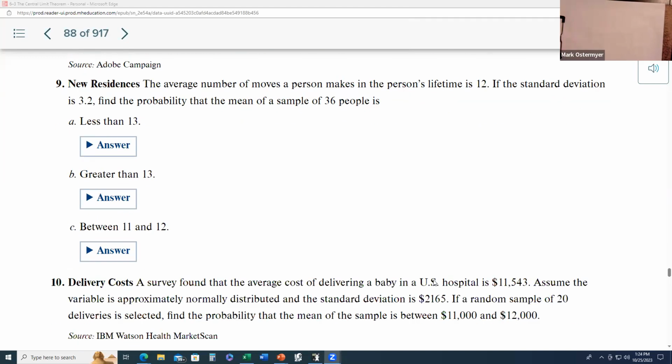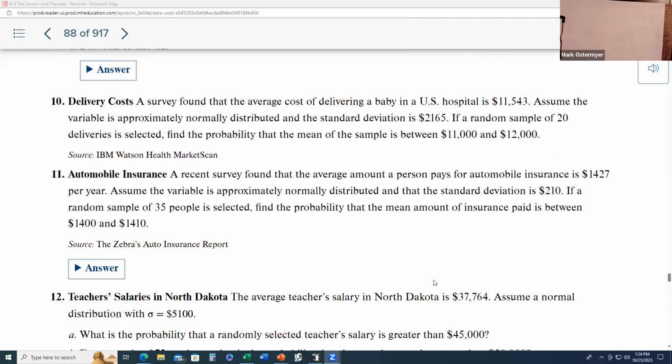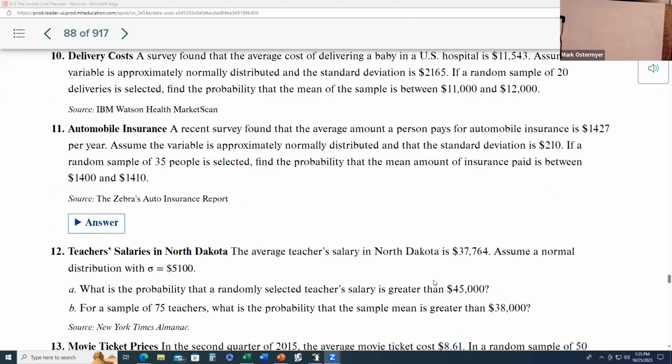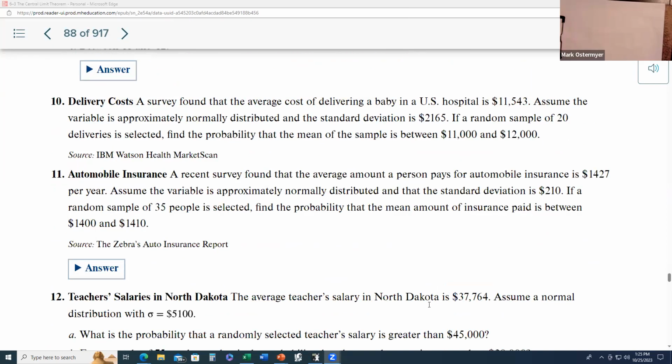Let's see what else we got here. Okay, maybe we could try one more here. Maybe you could try problem number 11. I'll just roll this into classwork 1, number 11. Go ahead and do that problem.